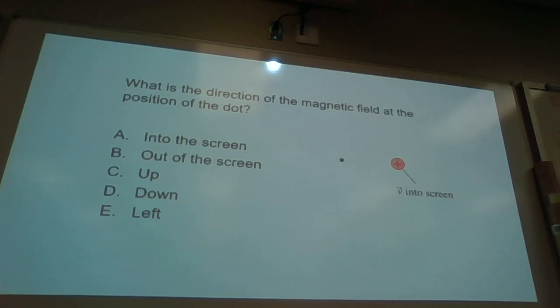Am I missing something? Velocity. Oh, velocity's into the screen. I was like, the answer is 0. There's no motion. It's just positive. Got it. Okay, correct. Yeah, I was like, there's no magnetic field. That was a trick question.